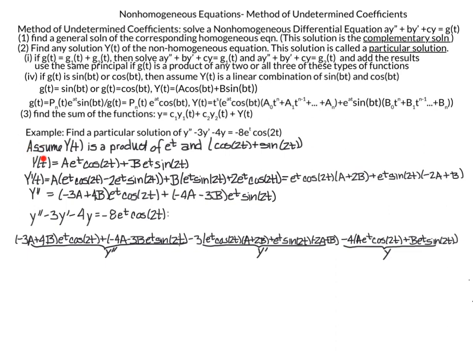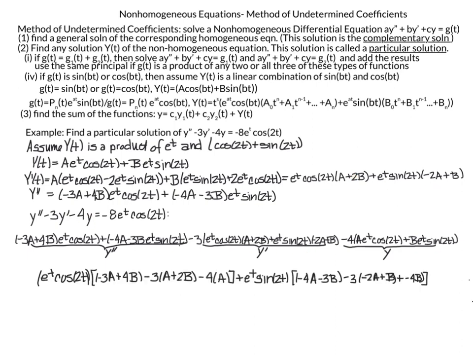And as we've done, once we have our y, we can calculate our y prime and our y double prime and then plug into our differential equation. So here I have my y double prime, which is over here, my minus 3y prime, which is here, and my minus 4y. And now I can group my e to the t cosine 2t terms and my e to the t sine 2t terms.